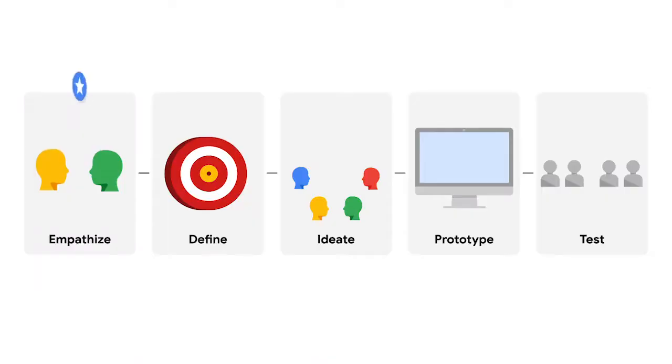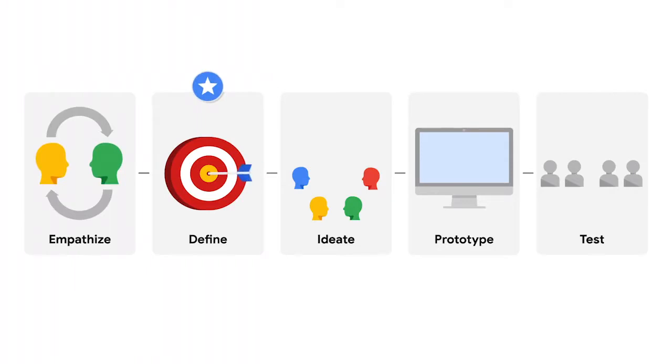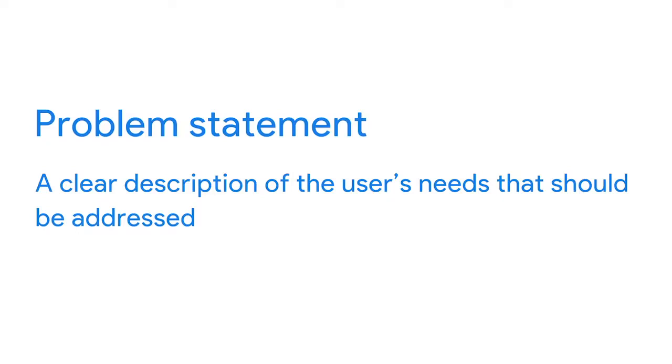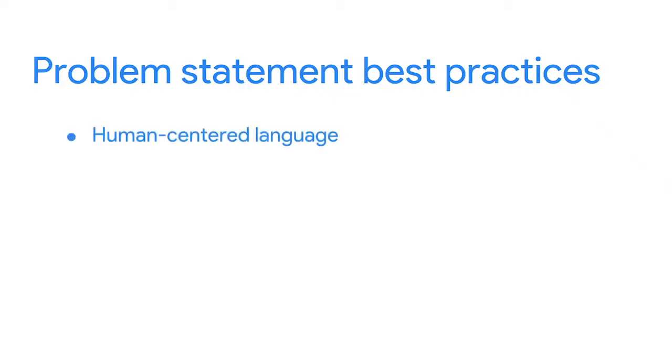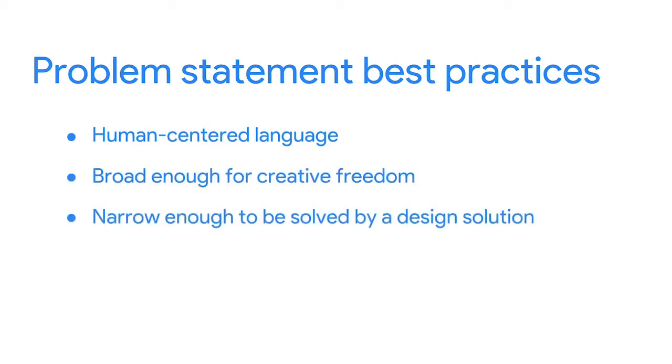Welcome back. Now that you've learned about your users and taken lots of steps to empathize with them, it's time to move on to the define stage. Let's use everything we've built so far to create a problem statement. As we previously discussed, a problem statement is a clear description of the user's needs that should be addressed. Great problem statements use human-centered language. It's also best practice for these statements to be broad enough to allow for creative freedom, but narrow enough to be solved by a design solution.